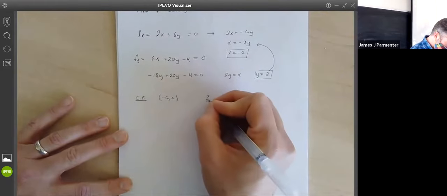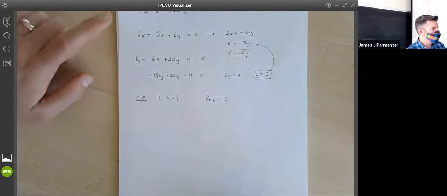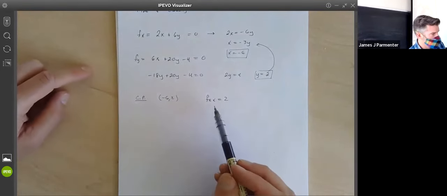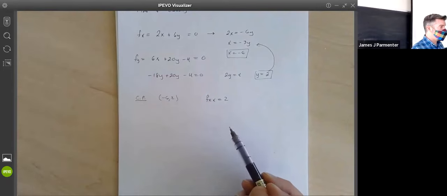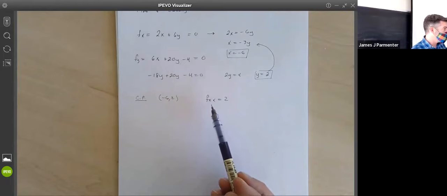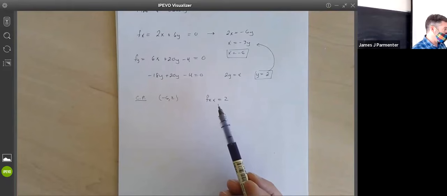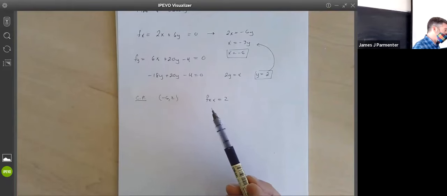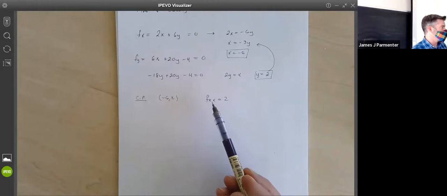So fxx is going to be 2. As I'm going along here, I might as well make notes. fxx is 2. So no matter what my critical point is, if I look at my second derivative here, it's concave up. So either I'm going to have a relative minimum if D is positive, because I can't have a maximum, or I'm going to have a saddle. But at this point, I can observe there's no way I could have a relative maximum.